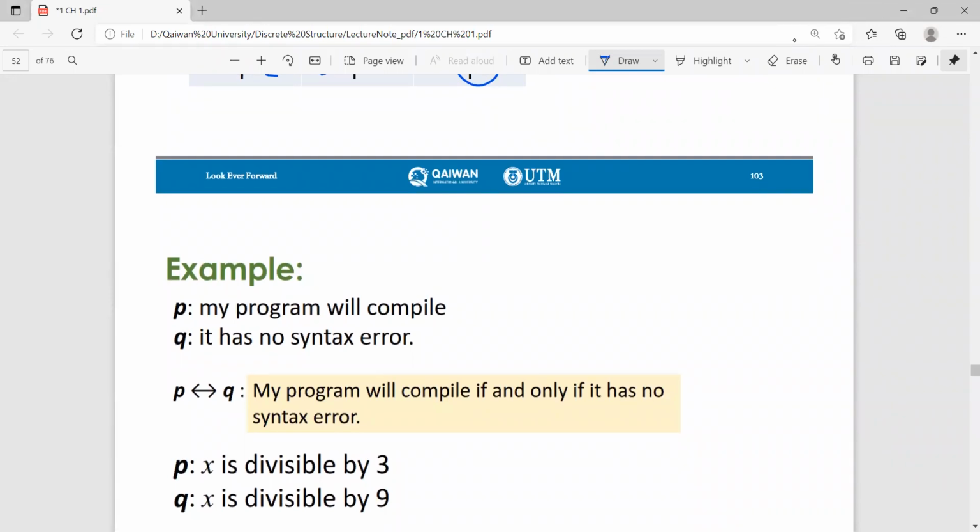Here, you say, my program will compile. It has no syntax error. We say, my program will compile if and only if it has no syntax error. Of course, if the program is compiled, it must have no syntax error. If this is true, that's true also. True if and only if true is true. So if the program will not compile, that means it's false.